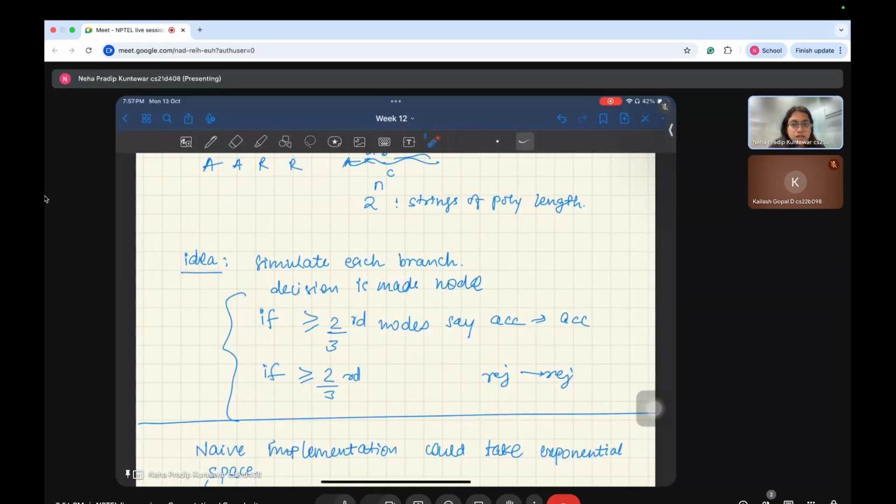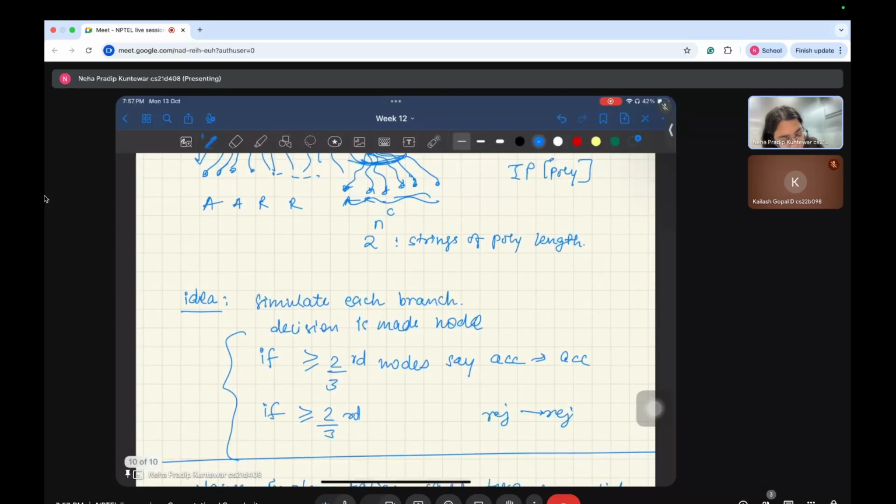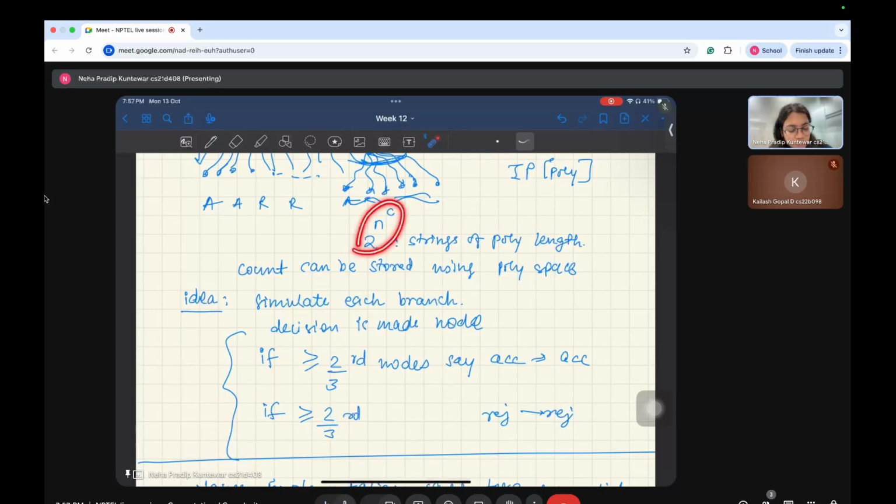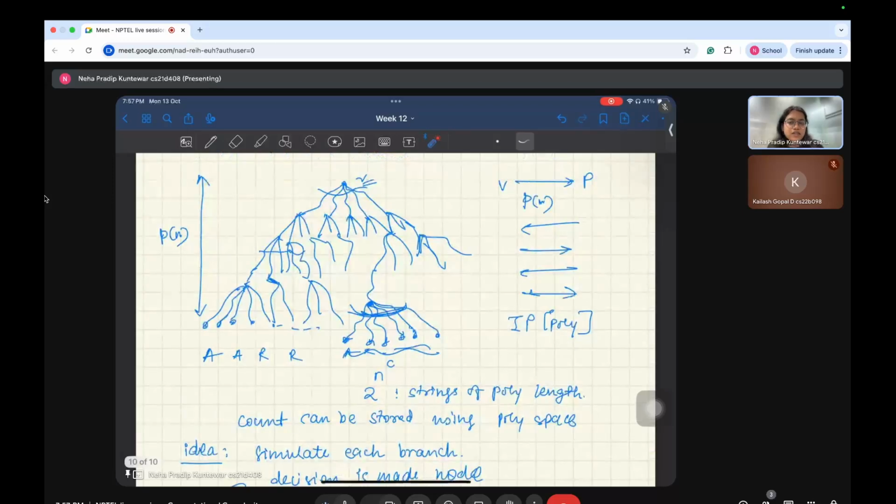Okay, so the count can be stored using polynomial space. This is because although the count could be as large as 2 to the n to the c, that is exponential, the binary encoding of this will anyway take polynomial amount of space. So this count can be stored in polyspace. So we don't need to worry about how do we store such a large value. So now we can use this fact that all we care about is the count, and we can forget all the information prior to it.